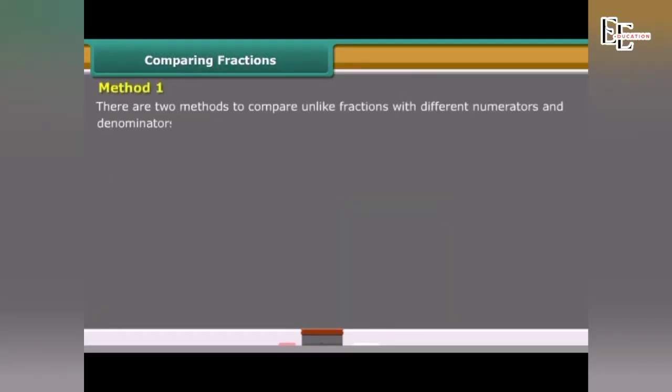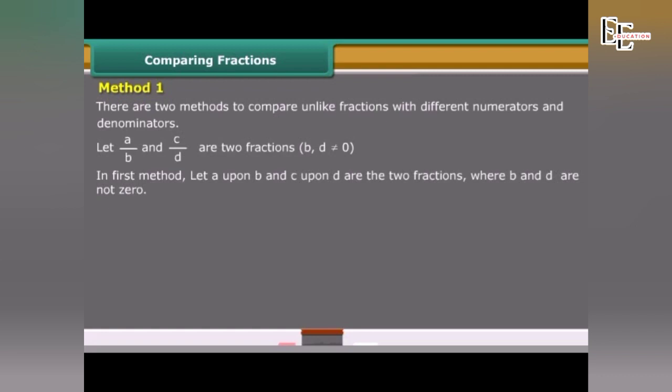Method 1. There are two methods to compare unlike fractions with different numerators and denominators. In the first method, let A/B and C/D be the two fractions where B and D are not 0. To compare them, we find the products AD and BC.